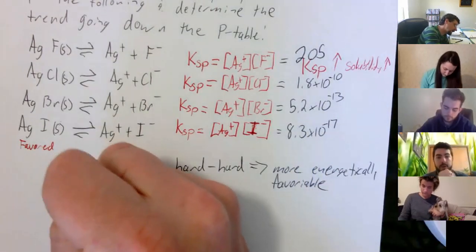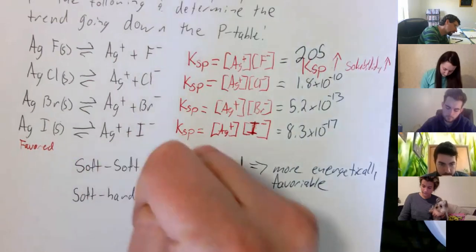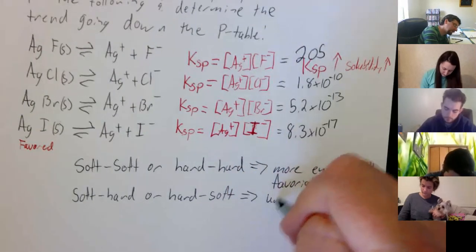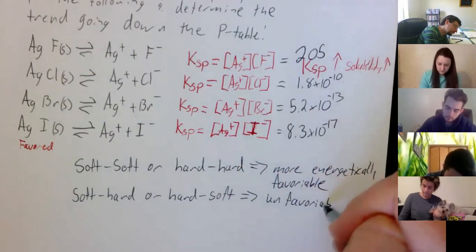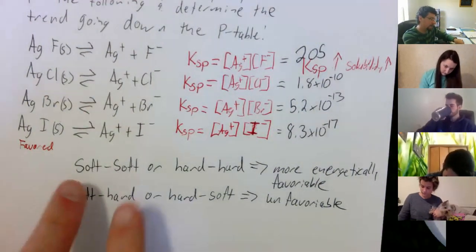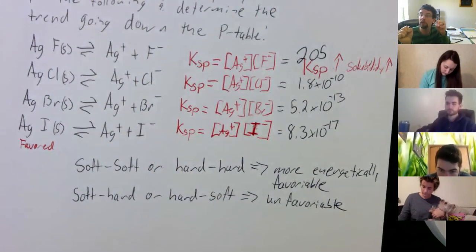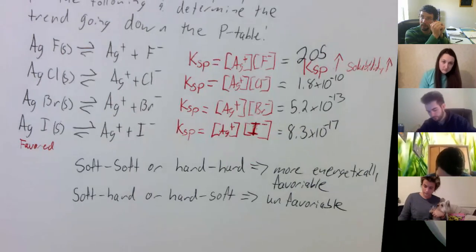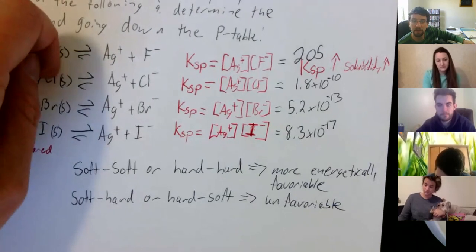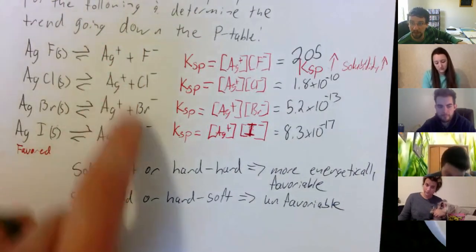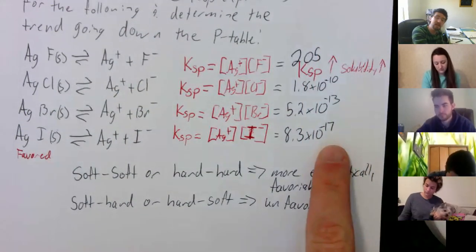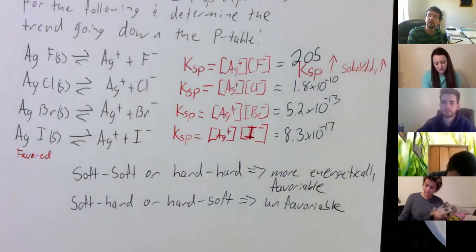Whereas if you have soft-hard or hard-soft, that's unfavorable. Like I said, if you have two entities that are soft or two that are hard, they're going to form a stronger bond. Because that bond's stronger, this side of the equilibrium is favored, meaning they're less likely to dissociate. So that's why these start to decrease as we go down. Does that make sense?